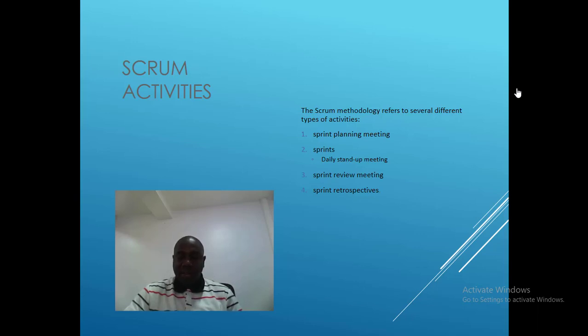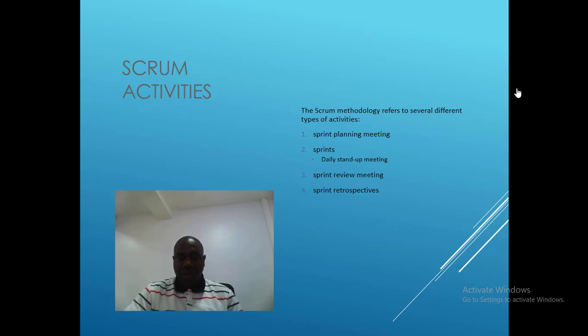It's a daily stand-up meeting. The word stand-up is coined there because most times it's a short meeting, and at times team members prefer to just stand up, look at the activities, the features that will be developed through that sprint.